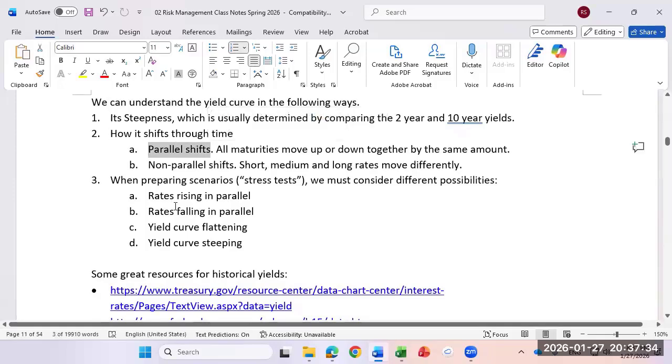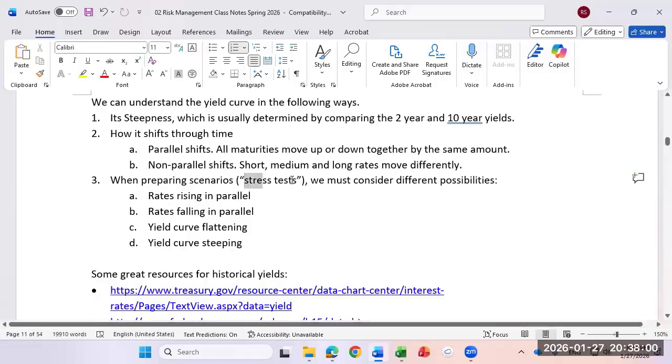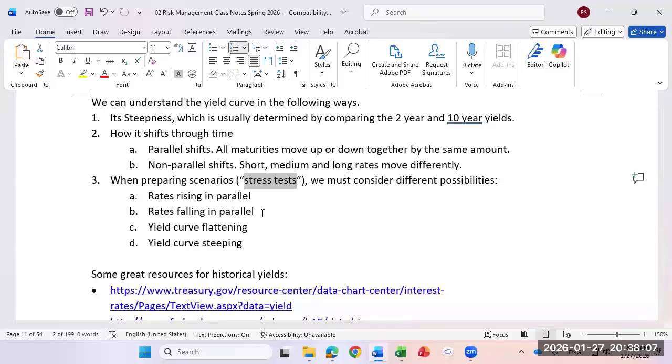How does it move through time? A parallel shift is as everything moves up and down together. Non-parallel shifts, life insurance companies actually have to run scenarios. So to them, it's not are rates rising or falling. To them, it's which part of the curve is rising, which part is falling. That's really important to them. They actually run hundreds of scenarios to see what impact it will have on their business. And that's part of the stress test you see banks doing is they got to run different interest rate scenarios just to see what happens to their book of business in different scenarios.